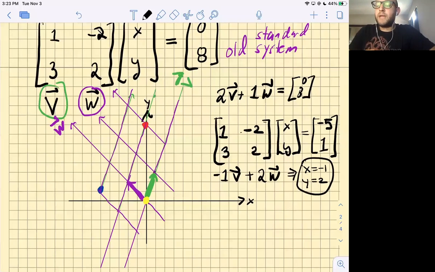Because remember, X and Y in the system of equations represent, in this case, how many of the first column you need and how many of the second column you need to get to the target. This is why I called it the target. We want to get to the target. So how many of this thing do you need and how many of these steps do you need to get to your target?